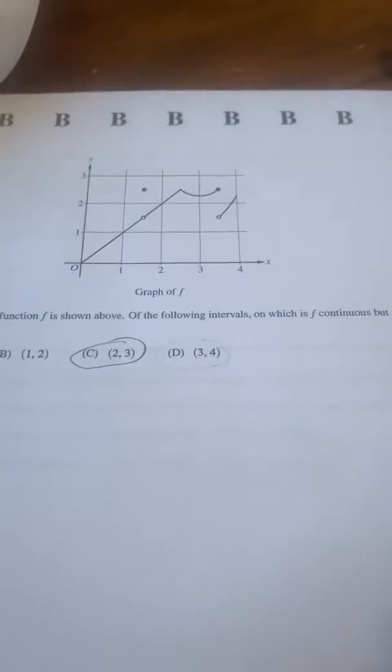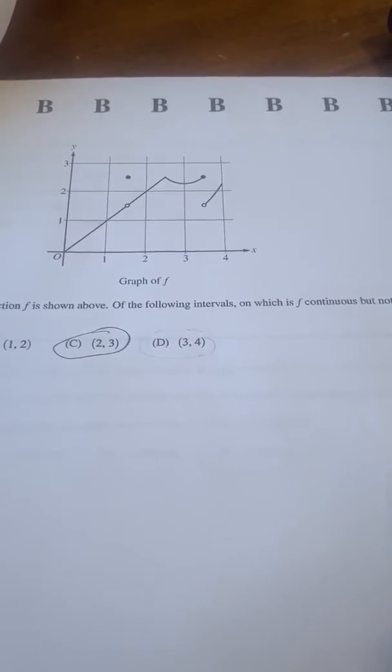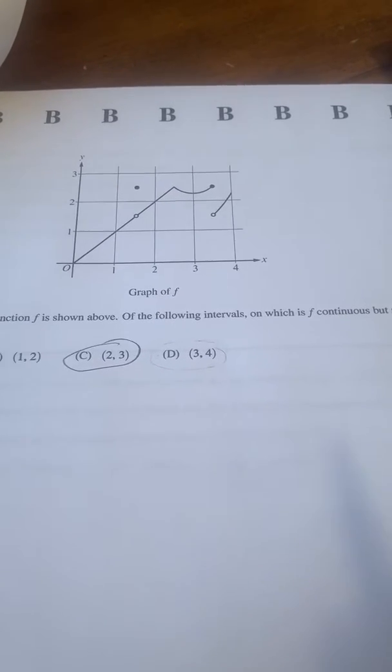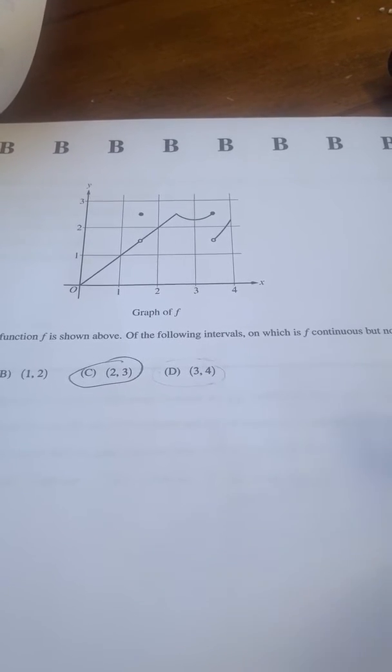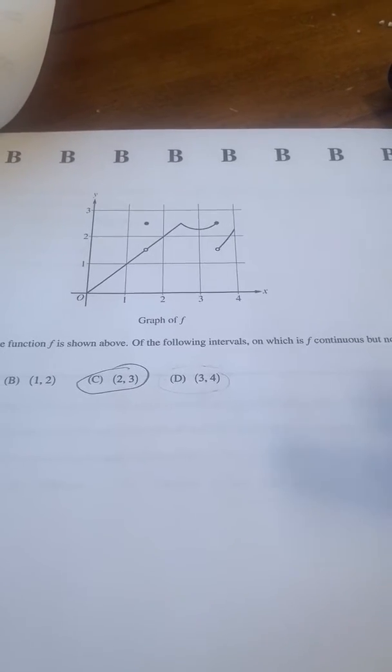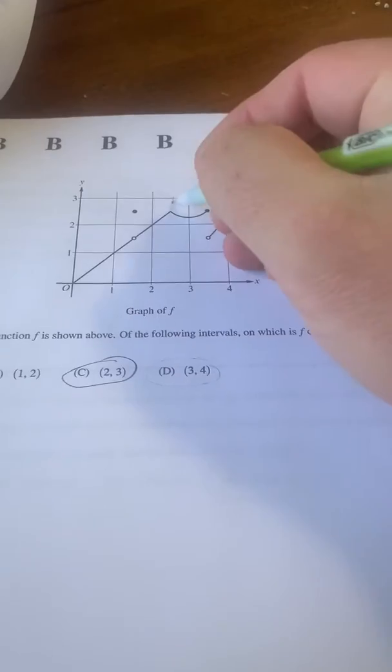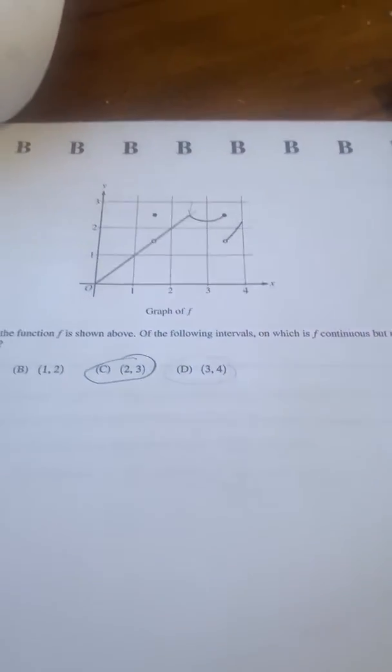Okay. On to 79. So this is, in which of the following intervals is f continuous but not differentiable. So f can be not continuous with a hole, a jump, or an asymptote, and it can be not differentiable with any of those plus a corner point or a vertical tangent. So I see a corner point right there, which is on 2 to 3.